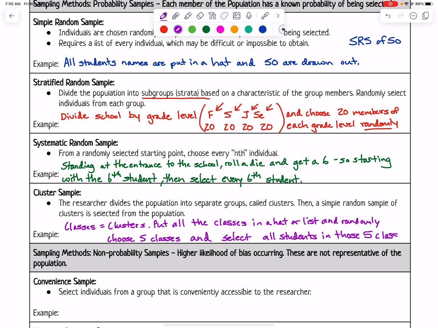So notice there's a difference between stratified and cluster sample. People tend to get those mixed up. But a stratified sample is you divide them into groups, such as grade level, and you choose only some members from each grade level or group. Where a cluster sample means they're divided into groups like a cluster, but instead of choosing some members from the classes, you choose whole classes, but just a sample of classes.